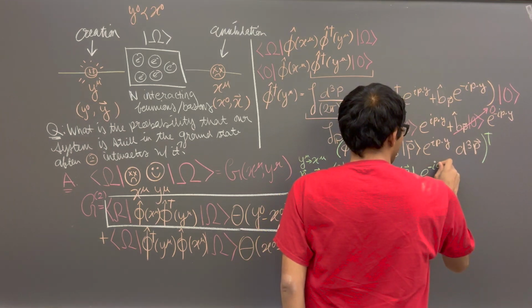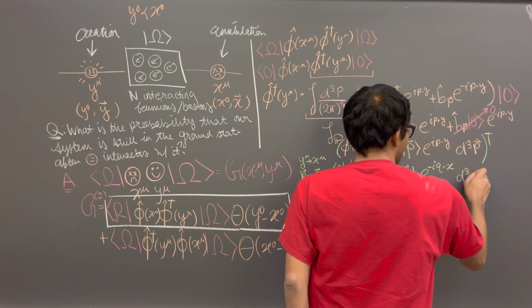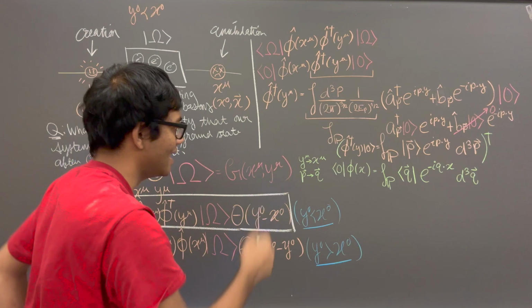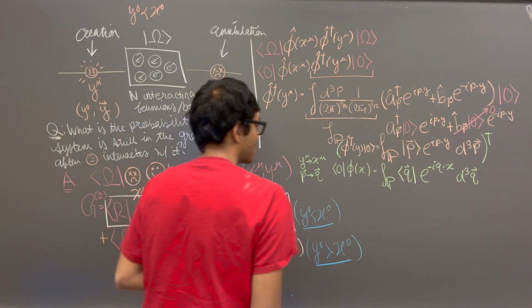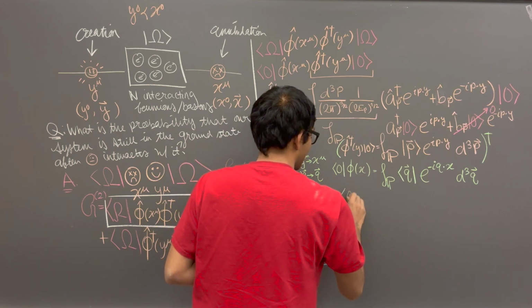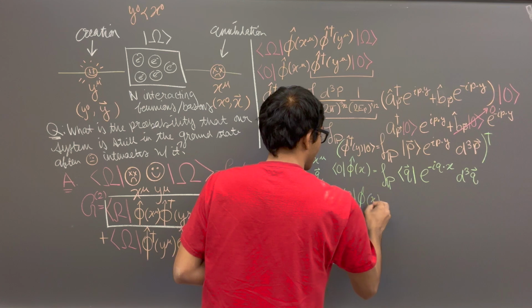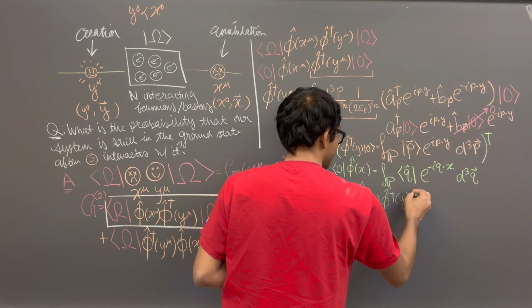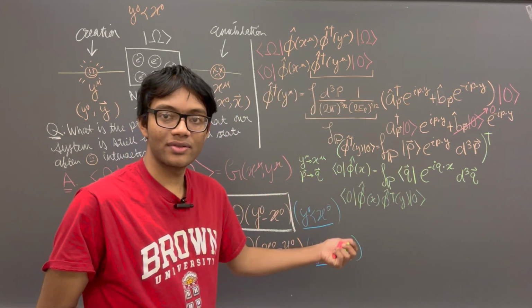I am changing the p to a q, and this is an x. And now I have d cubed q. So now, if I go ahead and sandwich these two things together to create the inner product, so if I'd like to calculate ⟨0|φ(x) φ†(y)|0⟩, then what am I going to get? Hopefully you can see that.